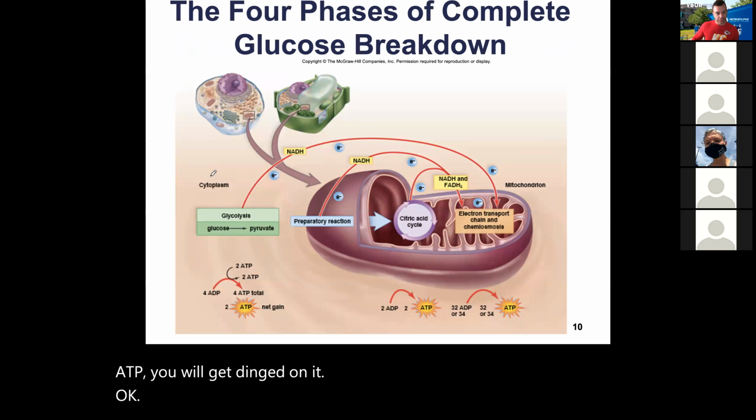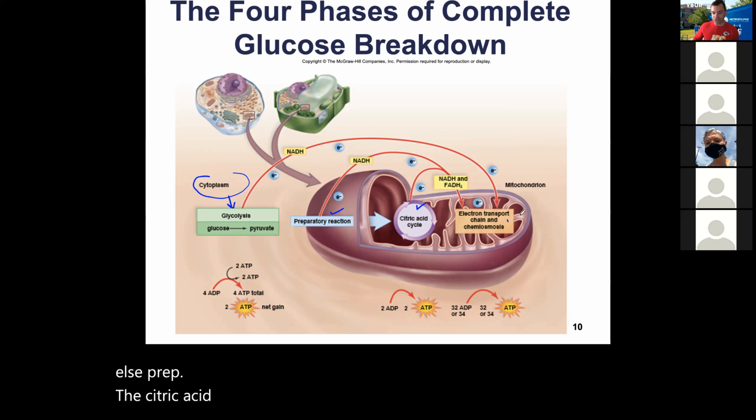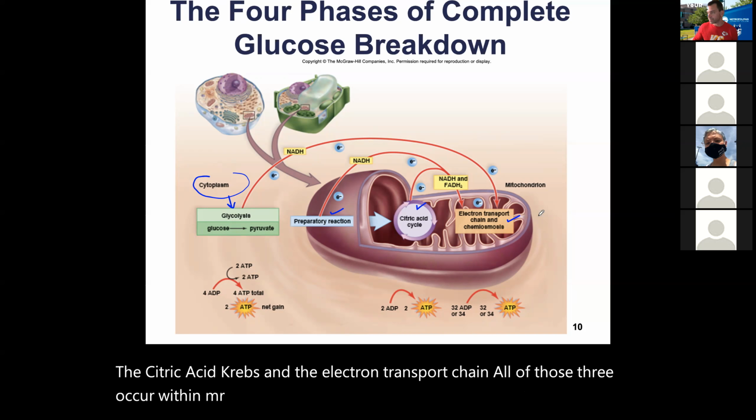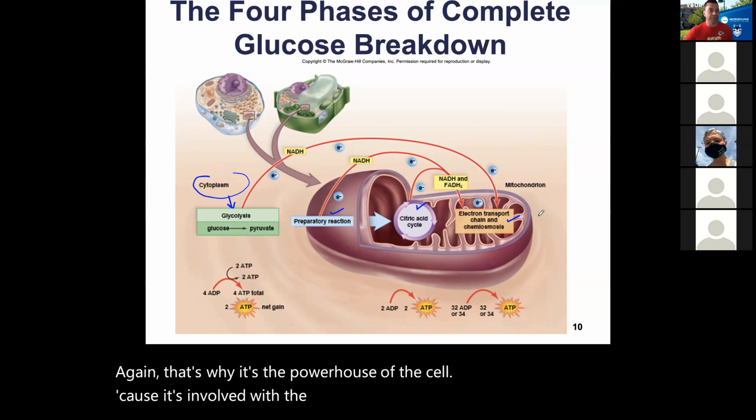So again, cytoplasm is where glycolysis happens. And then everybody else, the prep reaction, the citric acid or Krebs cycle, and the electron transport chain, all of those three occur within Mr. Mitochondria. Again, that's why it's the powerhouse of the cell, because it's involved with the vast majority of helping to yield us ATP, energy.